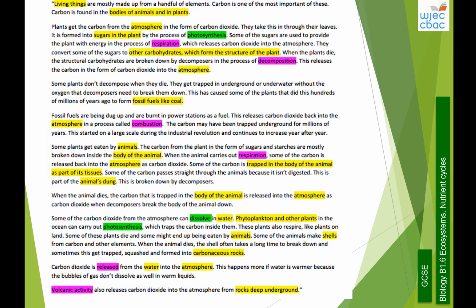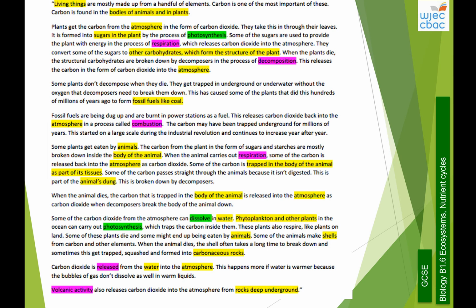So all the processes that take carbon from the atmosphere, this is in green in my text. And the only processes really that take the carbon from the atmosphere are photosynthesis, which appears in 2 paragraphs here. And then when it's taken from the atmosphere, it dissolves in the water.